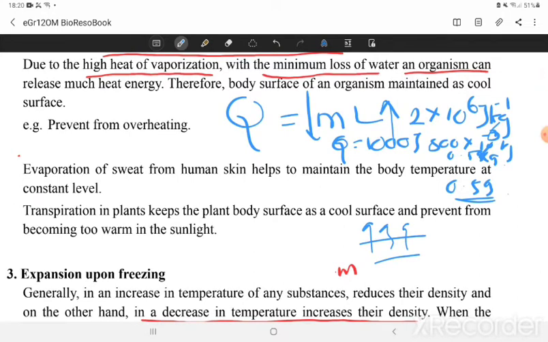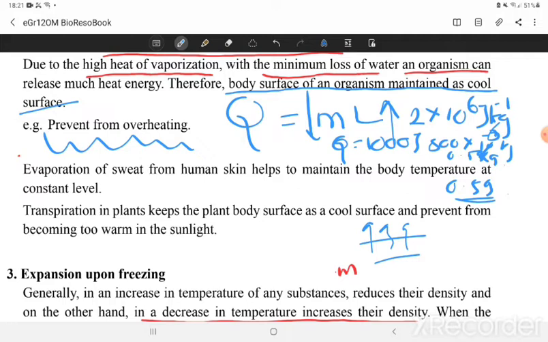So due to high heat of vaporization with the minimum loss of water, an organism can release much heat energy. Therefore, the body surface of an organism is maintained as a cool surface. That's the reason why we can maintain the body surface as a cool surface. This helps to prevent the body from overheating. So again, coming back to the equation, Q equals mL. When L is really high, the mass of water that has to be evaporated is low.